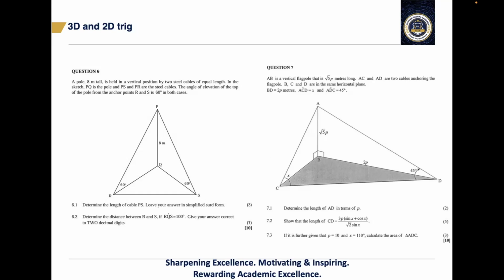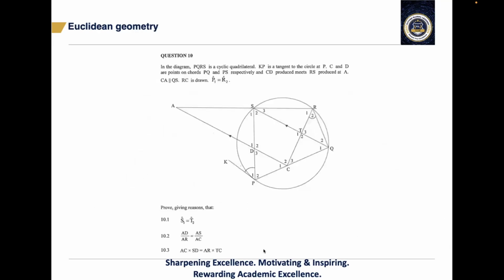Can we get to the next slide, please? Euclidean geometry. This one is from grade 12, because we get to see that question that is in 10.2, whereby it says show that AD over AR is equal to AS over AC. The minute you get to see size in proportion, size in proportion comes from the proportionality theorem that is taught in grade 12. Size and proportion comes from similarity that is taught in grade 12. So those are the two things that we need to understand at all times.